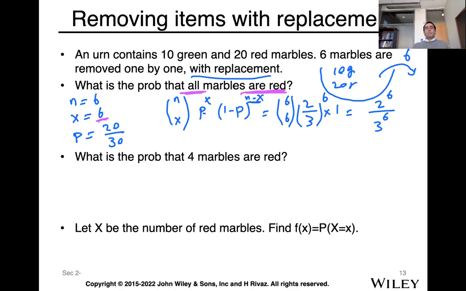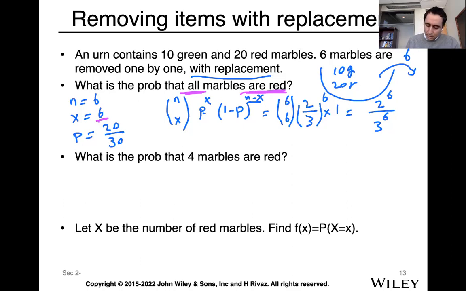Sir? Yeah. Couldn't we do 20 over 30 multiplied by 20 over 30, 6 times? Exactly. Yeah, that's an excellent question. Yes, that is correct. So basically for this question, I didn't actually need to use the binomial equation. All I could do was to say, I'm doing 6 independent experiments, and I'm going to multiply the probability of each experiment by each other because these are independent.